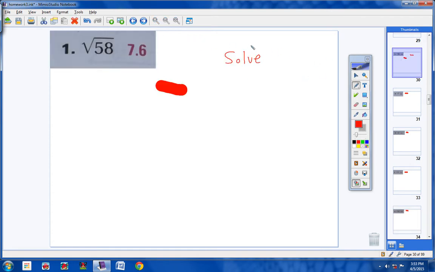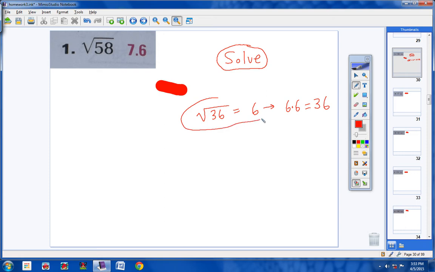Now, I want to go back to the first number. Remember, we were solving these. When you're asked to solve a square root, you simply type it into your calculator, unless you have it memorized, like we know the square root of 36 just equals 6, because 6 times 6 equals 36. If you don't know this, then type it into your calculator and you'll get 6. So use your calculator when the directions say to solve. Very simple.